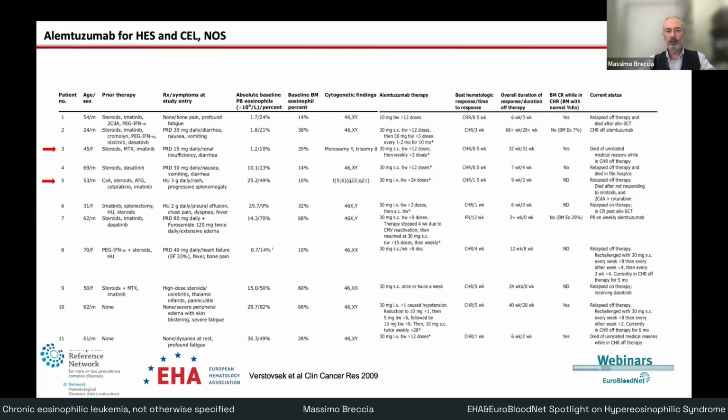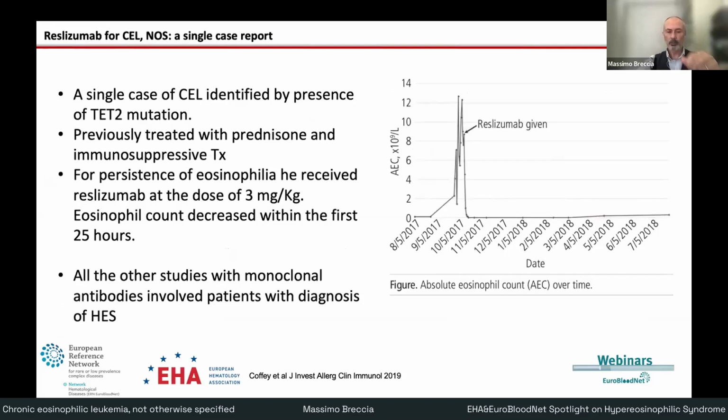The other one could be defined as CEL-NOS because of a translocation 5;6, relapsed after a short-lived response, and died after not responding to nilotinib and to chemotherapy. And finally, only a single case was reported with a dramatic resolution of eosinophilia within the first 24 hours with reslizumab. This patient was diagnosed as having a CEL-NOS by the presence of a TET2 mutation.